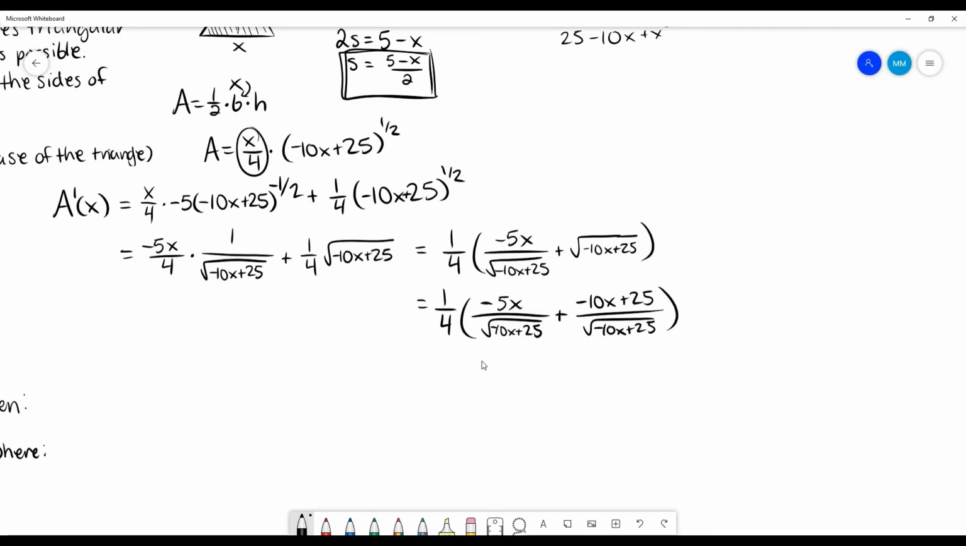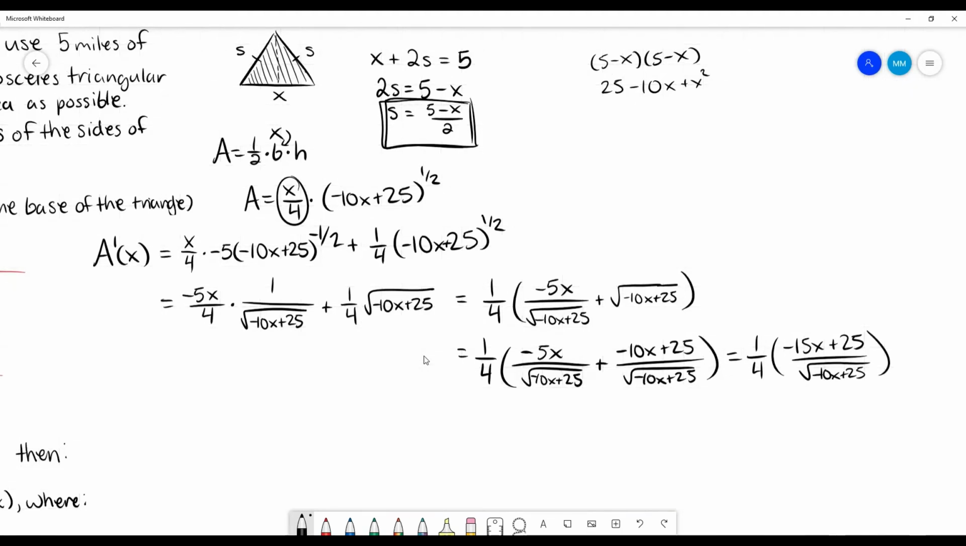So I can combine like terms, which is going to get me 15x plus 25 over this right here. Okay. And that's our current derivative. So I know that that was a lot, and it's pretty ugly even still. But that's how we're gonna do that.